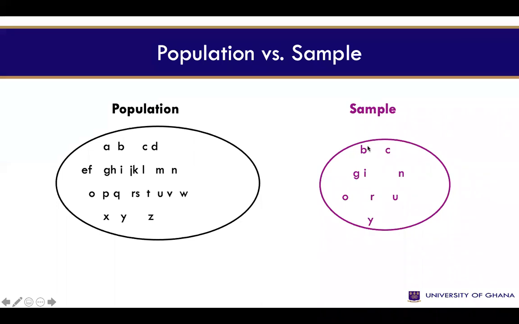Sometimes the population is so large that if we don't sample it out, it will take a lot of time to do the research. It will be very expensive as well, and there will be so many errors because you get bored doing research on so many people or so many things.